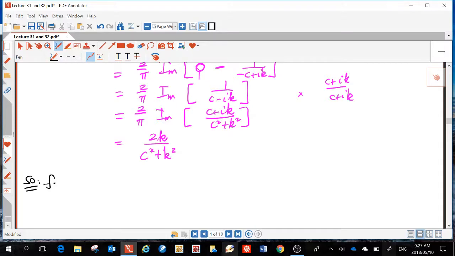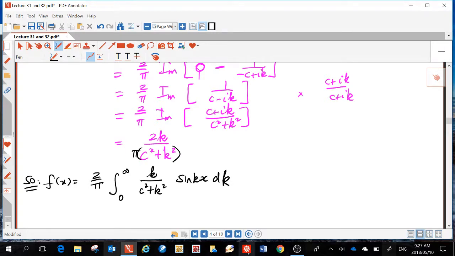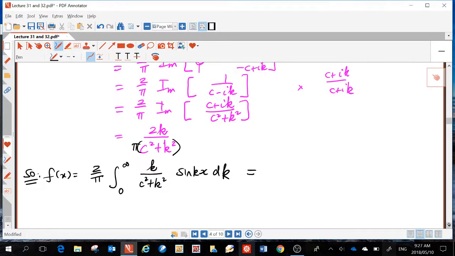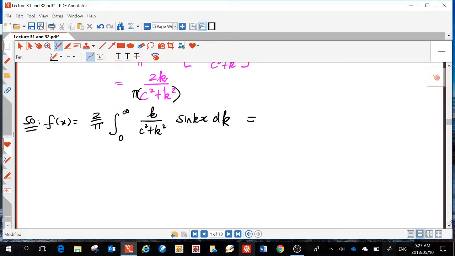So finally, you can write f of x as 2 over pi... no, actually, where's the pi here? Yeah, sorry, I missed out the pi here. Yeah, 2 over pi, integral from 0 to infinity of k over c squared plus k squared sine kx dk. Now the question is, what does this look like?